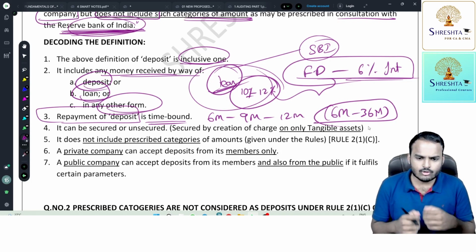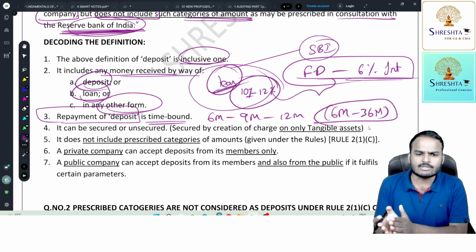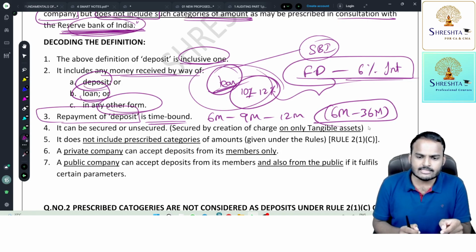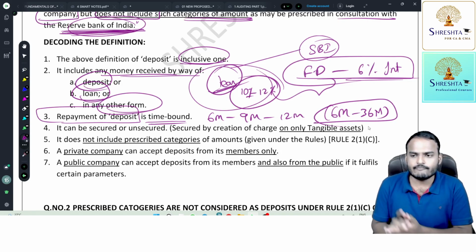After 3 months, I don't want to withdraw money. Another 3 months, roll over. Another FD will be created. Principal plus interest component, put together, new FD.